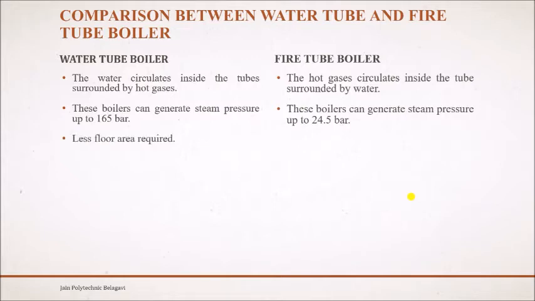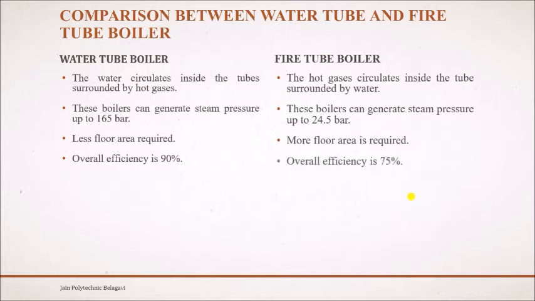The water tube boiler requires lesser space as compared to the fire tube boiler, which requires more space. The overall efficiency of water tube boilers is 90%, which is higher, and the overall efficiency of fire tube boiler is 75%. So you can compare that the water tube boiler has better efficiency. Transportation and setup is easy in case of water tube boiler, while transporting or setting up a fire tube boiler is a bit difficult.